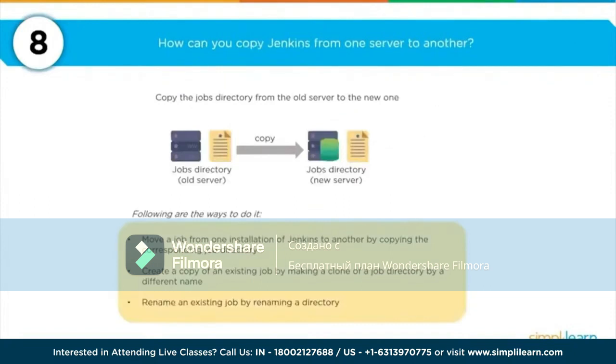Well, there are three ways to do that. One is you can move a job from one installation of Jenkins to another by copying the corresponding job directory. The second would be to create a copy of an existing job directory, making a clone of that job directory but with a different name. And the third is to rename an existing job by renaming a directory.